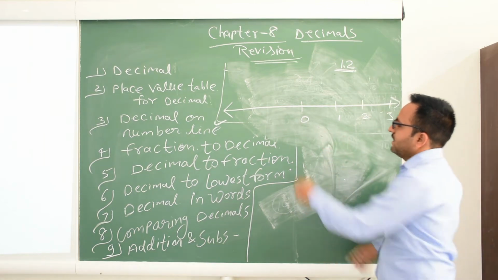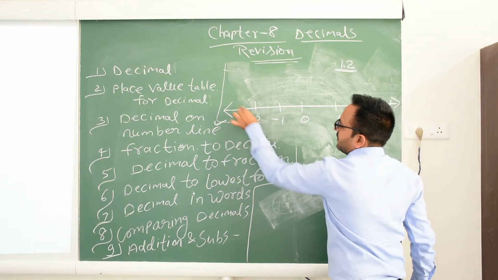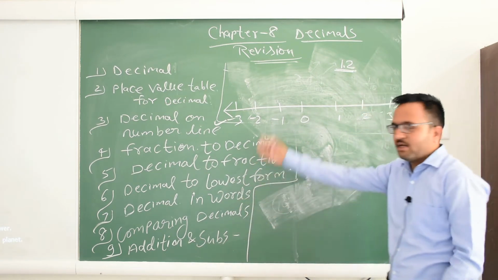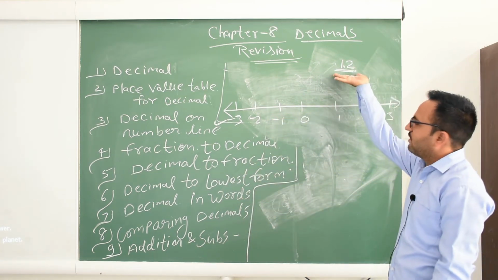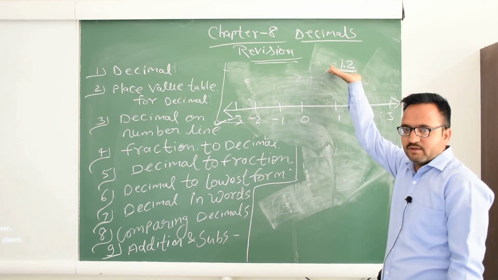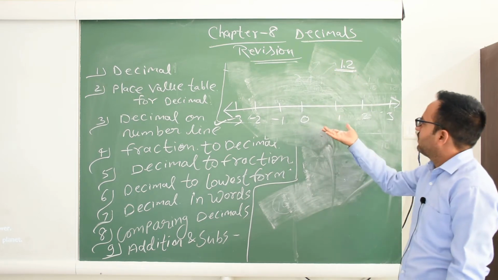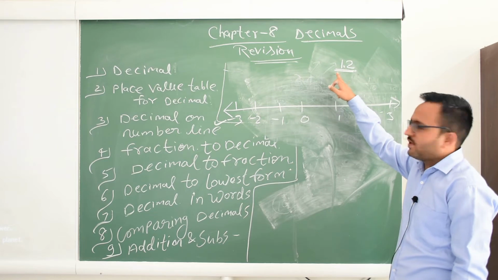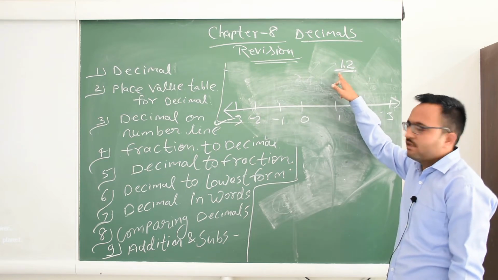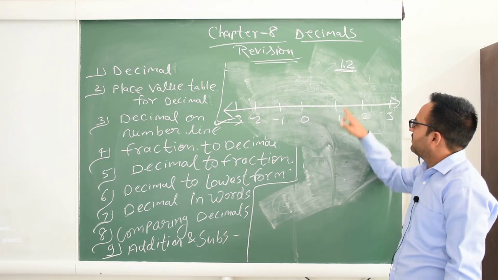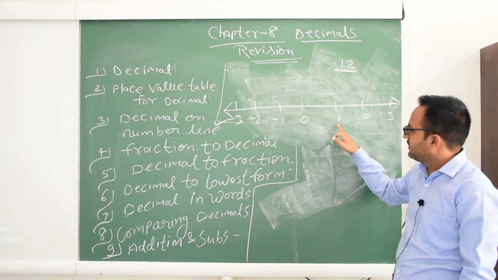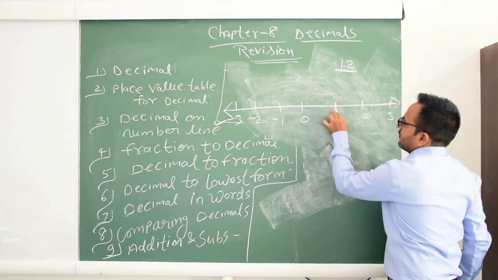Okay, and here -1, -2 and -3. So this is your number line, and now we try to put 1.2 on this number line. First we have to see 1. So where is 1 on the number line? Yes, this is your 1.